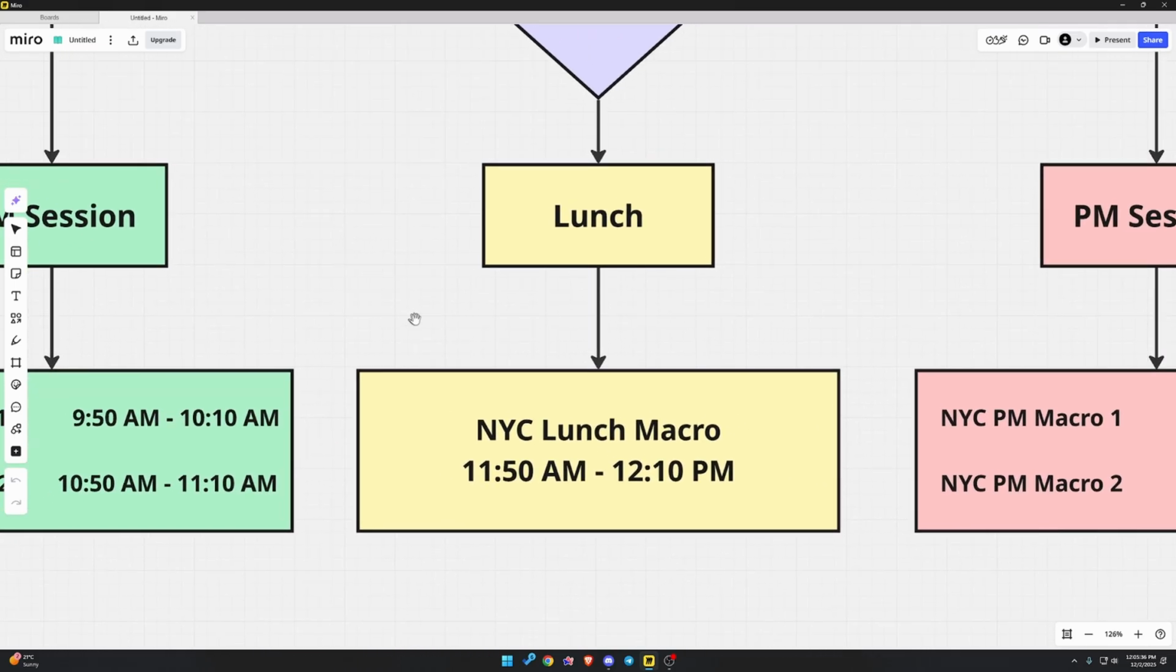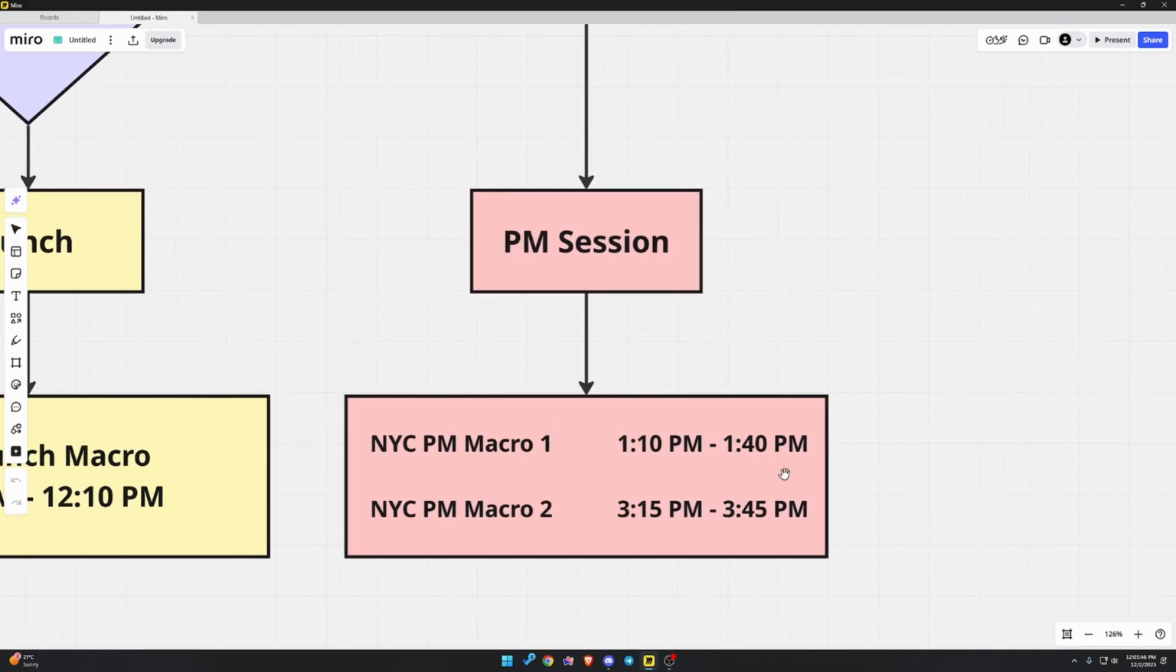Now let's move to the lunch. The New York lunch macro starts at 11:50 a.m. and ends at 12:10 p.m. New York time. Now let's move to the PM session. There are two macros inside the PM session. The New York PM macro 1 starts at 1:10 p.m. and ends at 1:40 p.m. New York local time. And then the New York PM macro 2 starts at 3:15 p.m. and ends at 3:45 p.m.